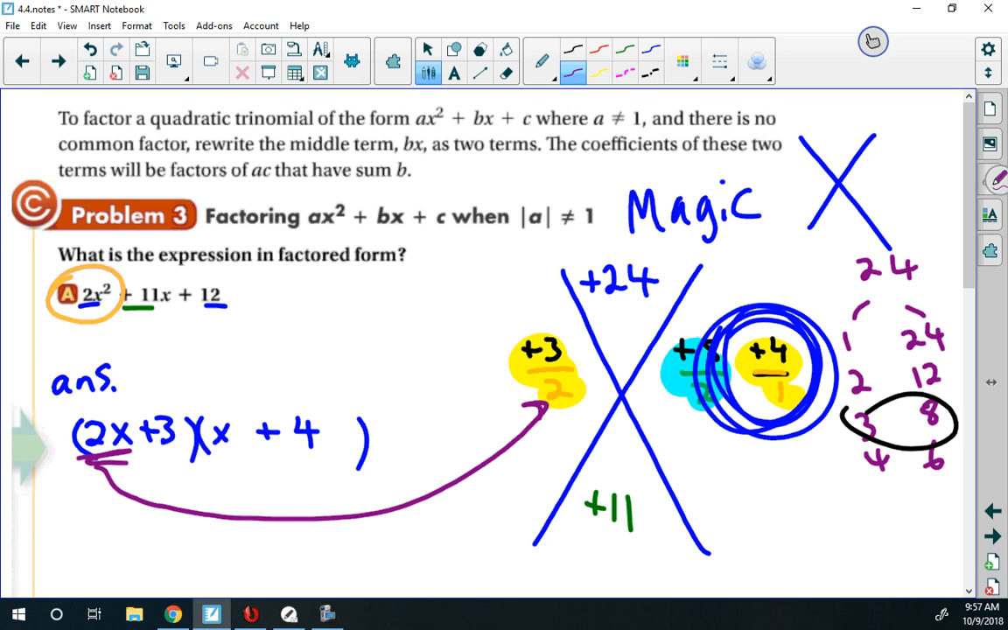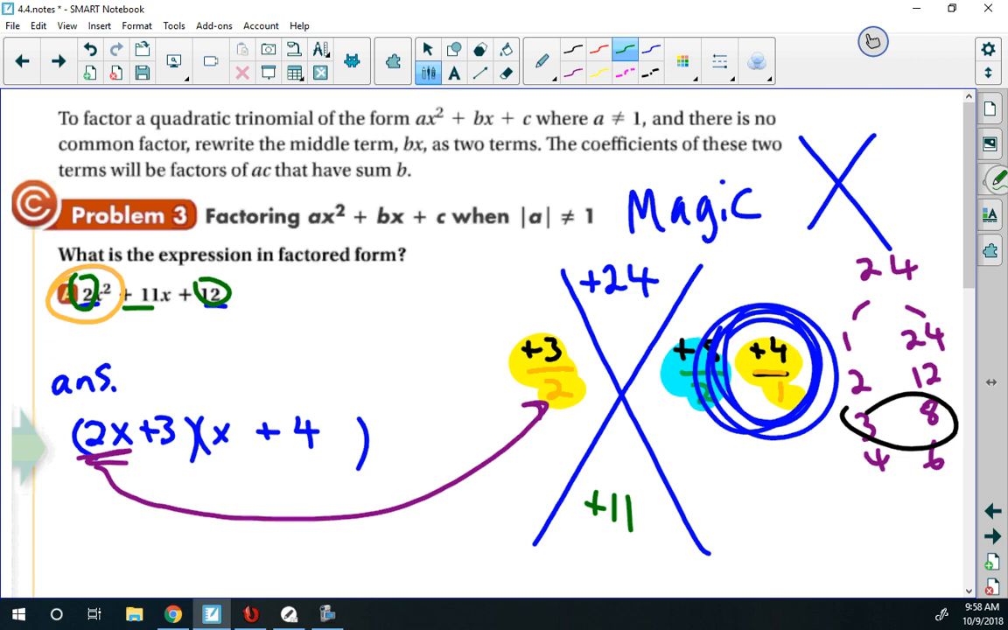Question. Where did the 24 come from? The 24 came from multiplying the first and the last terms, the a and the c value. And anytime you factor one in this form, a trinomial where a is not 1, you're going to have to multiply a by c. That's how you start all of them, regardless of what technique you use. Okay?